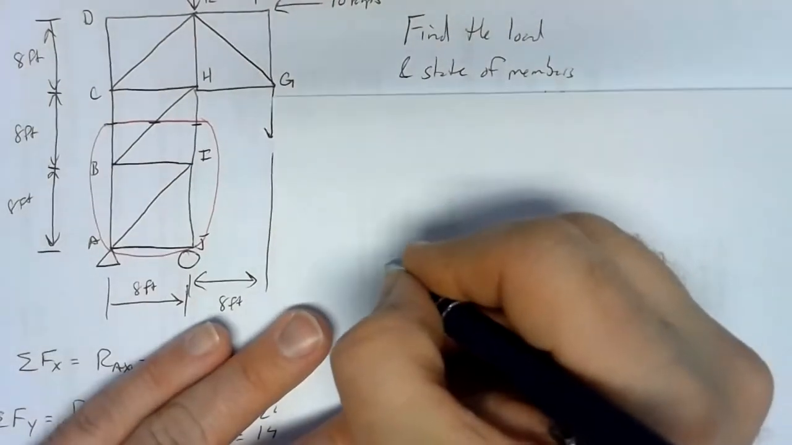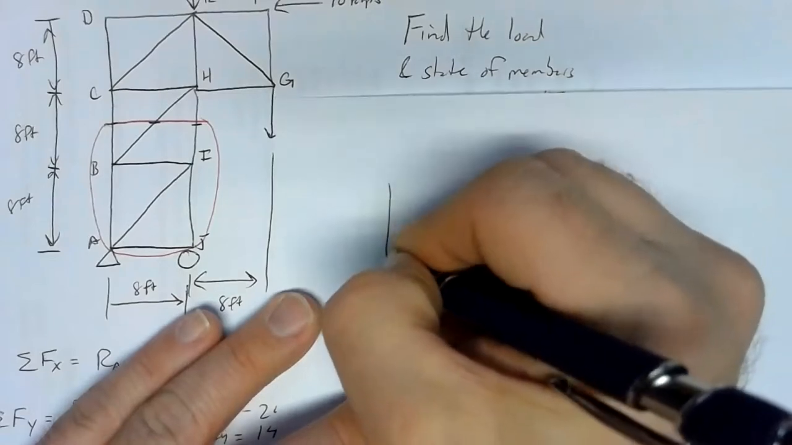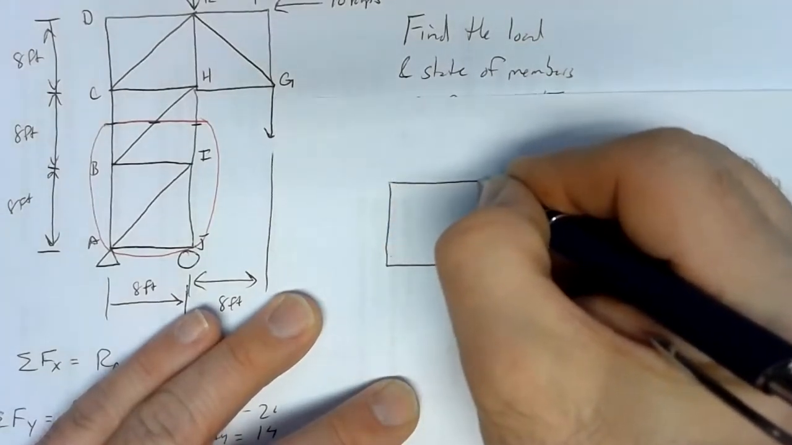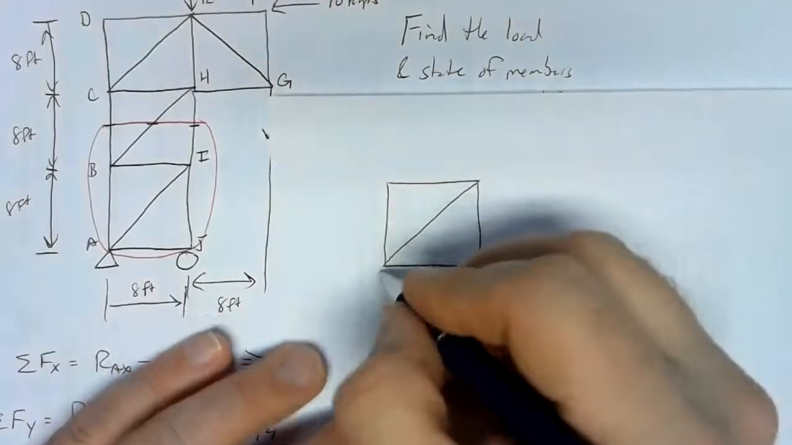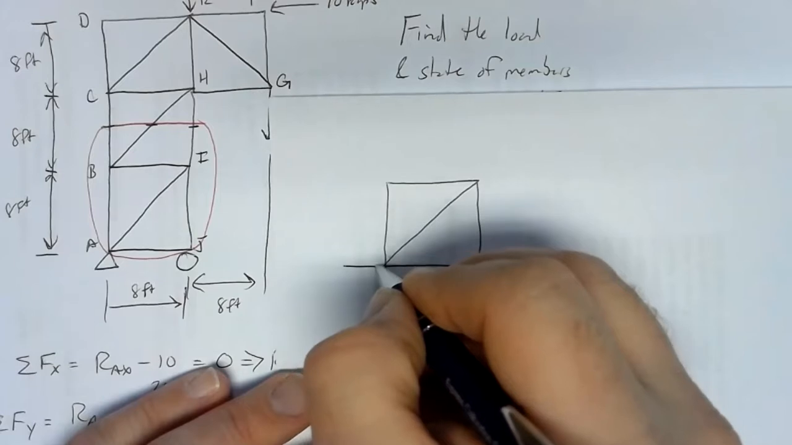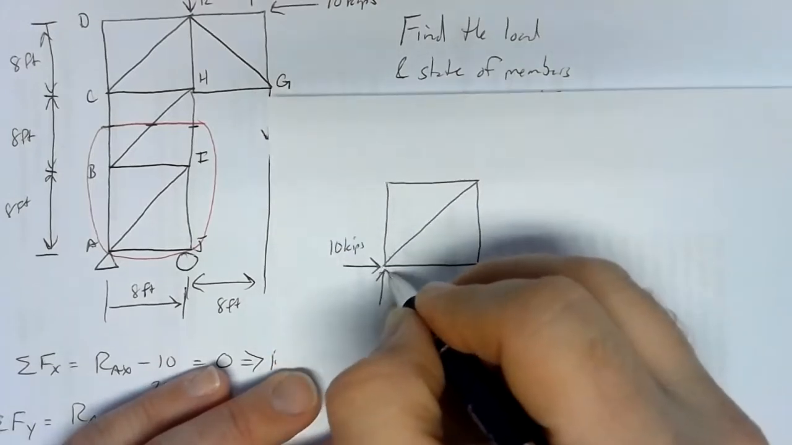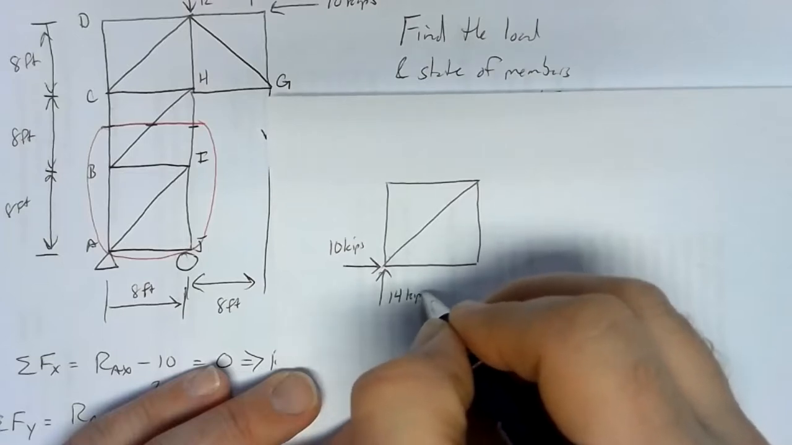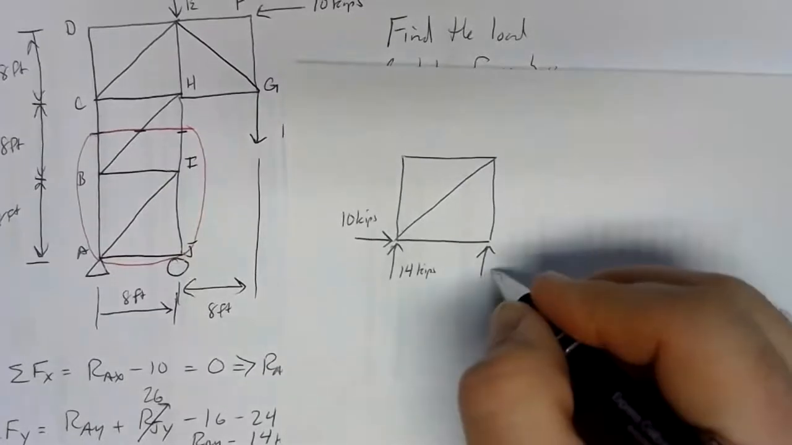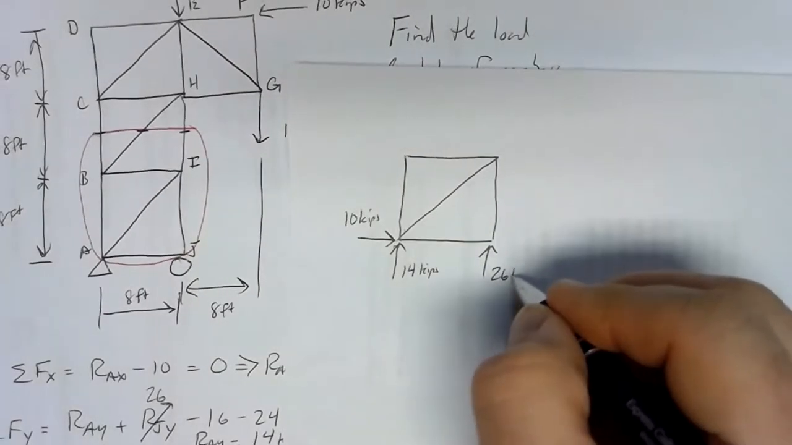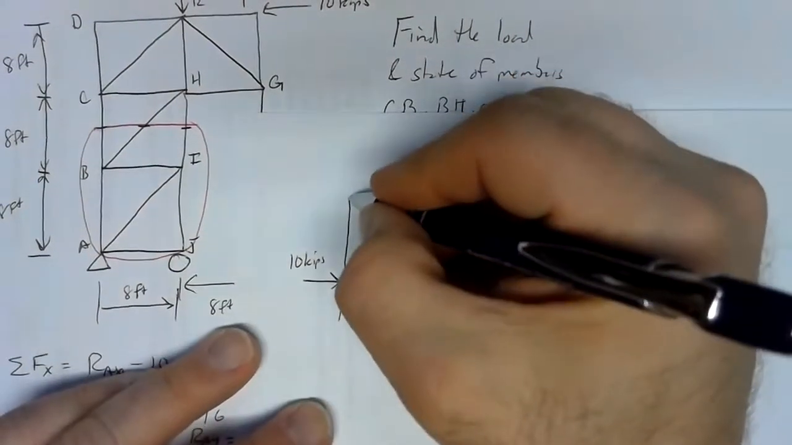And like I said during the lecture, I like to draw first the members that are completely enclosed in the section. So that would be members BI, IJ, AI. I've got my reactions over here, and I know I've got 10 kips there, and I've got 14 kips here. And I had 26 kips there.